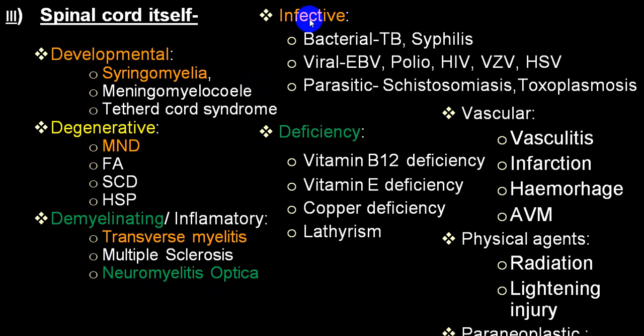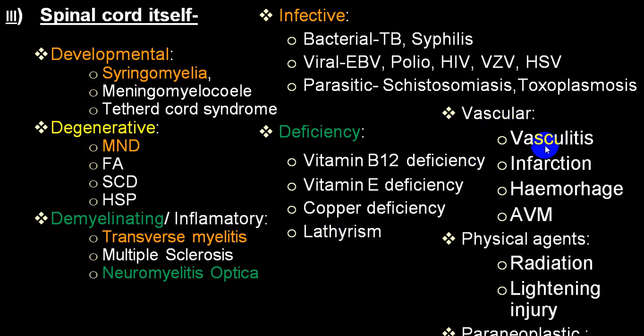We already mentioned previously that bacterial infections like tuberculosis and syphilis can also involve the spinal cord. Viral infections like poliomyelitis mainly involve the anterior horn cell. You can have transverse myelitis secondary to Epstein-Barr virus, HIV, herpes simplex virus, varicella virus, and even parasites like toxoplasmosis or schistosomiasis. Deficiency: we have already mentioned B12 deficiency, vitamin E deficiency, copper deficiency, and toxins, which is called BOAA in case of lathyrism.